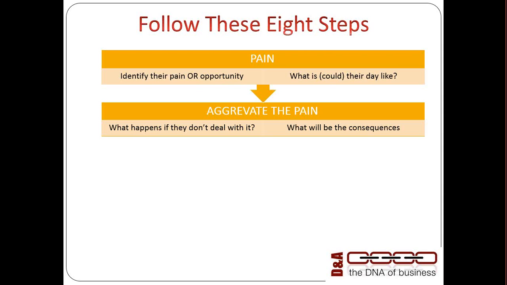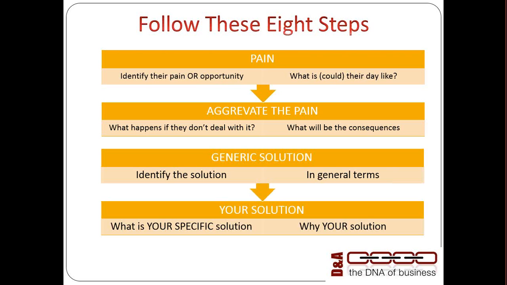And then when you've identified that, this is in your marketing material, aggravate the pain. This is really marketing 101. But what happens if they don't deal with the problem, the pain that they've got? Generally, things are going to get much worse. So you paint the picture of what it would be like if they don't solve their problem. What will be the consequences? What will be the consequences if they don't take the opportunity that you're offering? People don't like to miss out on things, so show them how they would miss out.